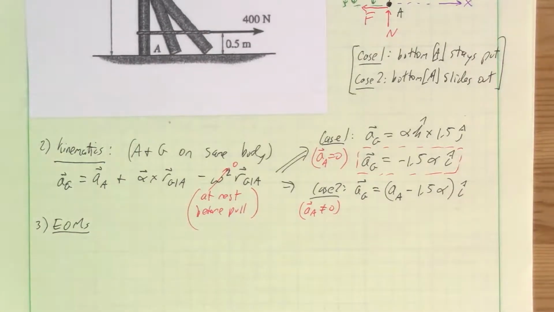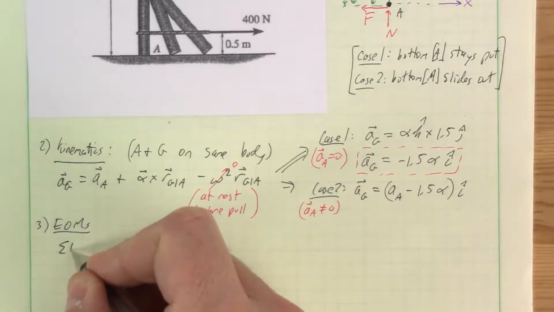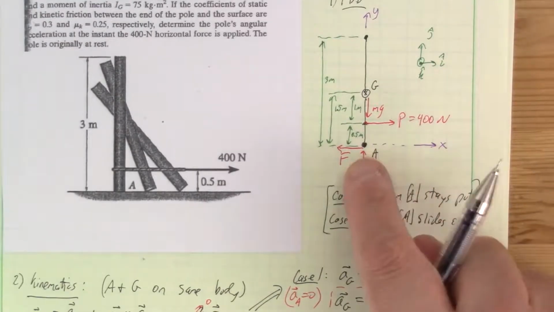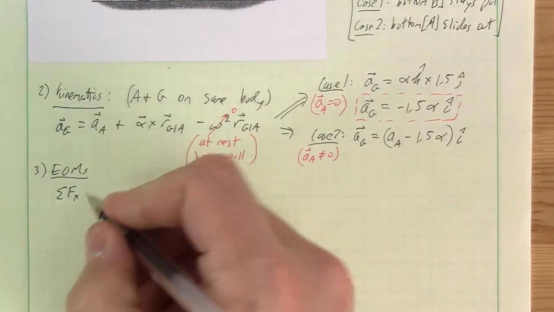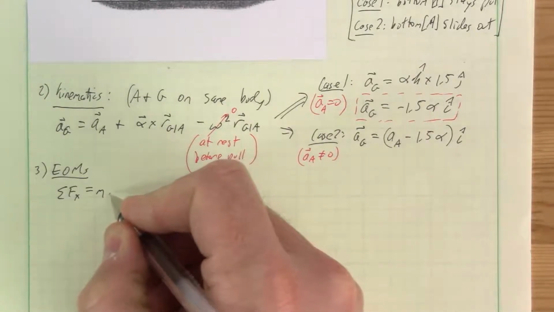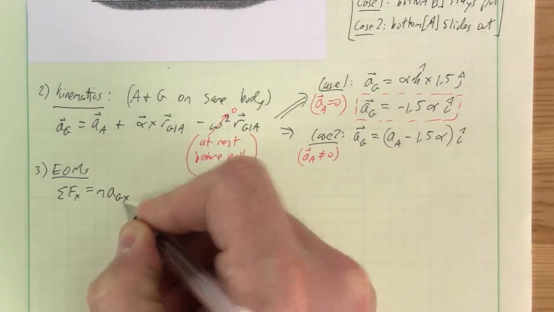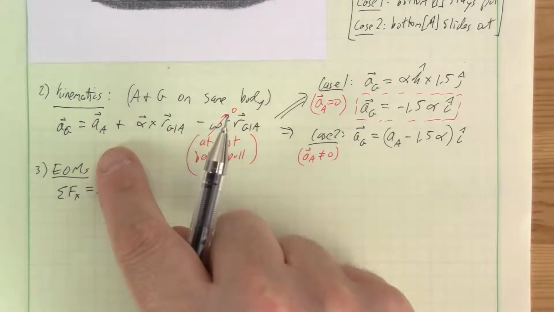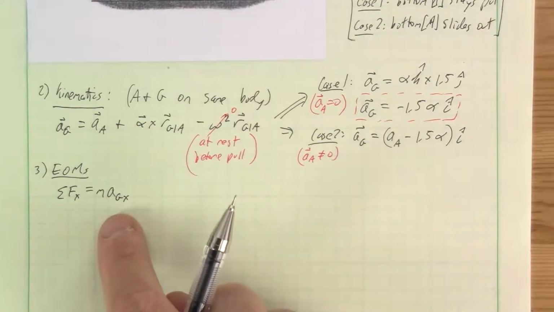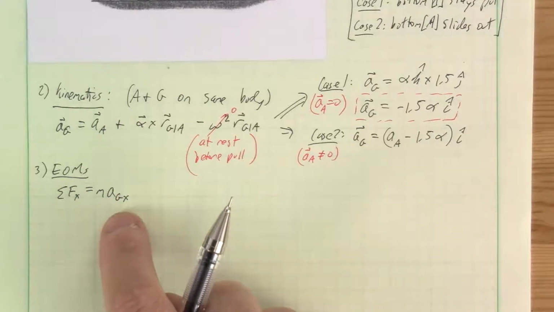So let's do the summing of the forces first. Sum of the forces in the x direction. We've got our applied pull, and we've got our friction. Once we write them out, this is going to be the acceleration of G in the x direction. And that's why we did this, so we can relate the acceleration at A to the acceleration of G, because that's how we're going to link it together with our equations of motion down here. This is always the acceleration of our center of mass.